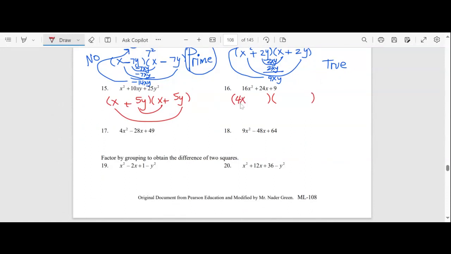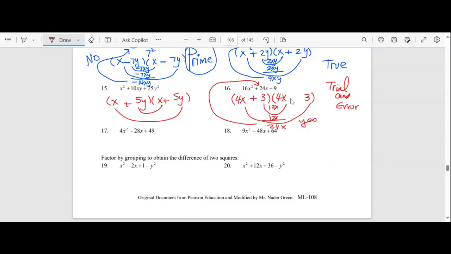You have 4x, 4x. Now we're going to try trial and error. See if it's going to be correct. Okay. So 9 can be 3 times 3. Now if I multiply this together and this together, does it give you 12x here and this 12x? Does it give you 24x? The answer is yes. So that's the correct answer. Don't forget here the plus plus. Okay. Next one.